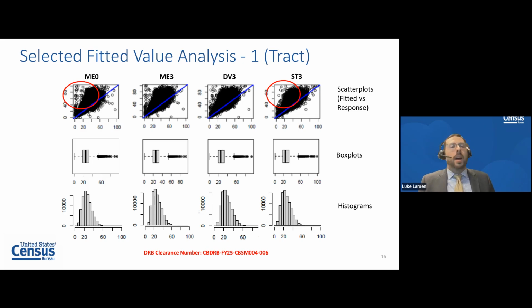So ST3 does perform a little bit better relative to the other models, as you can see here. It's a modest change, but nonetheless, it's there.